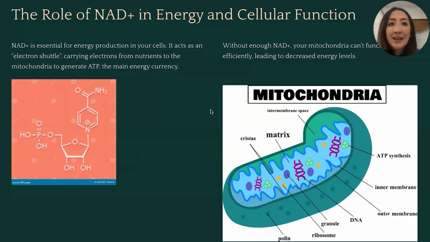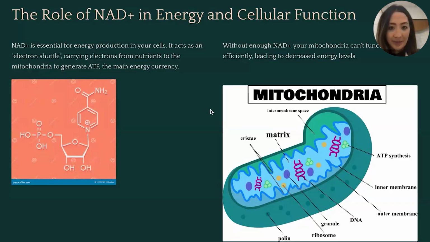So NAD is an electron shuttle. I don't know if anyone remembers hearing about the electron shuttle in class, but it basically has a fundamental role in energy production. When your body breaks down food like carbs and fats for energy, the NAD comes and picks up those electrons from the nutrients, and then they're carried to the mitochondria. Mitochondria is something we hear about a lot because it's the powerhouse of our cells. It's where ATP is generated, and ATP is the main energy currency of your cells. So we need that ATP.